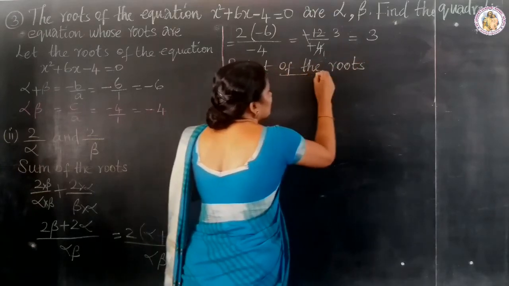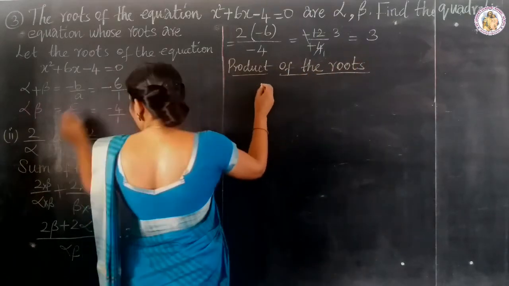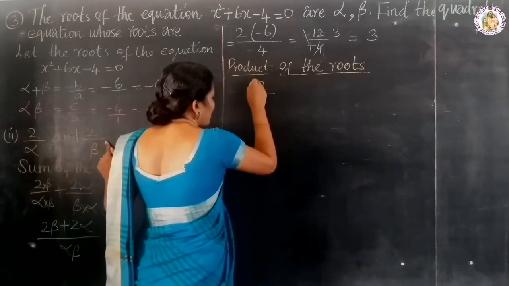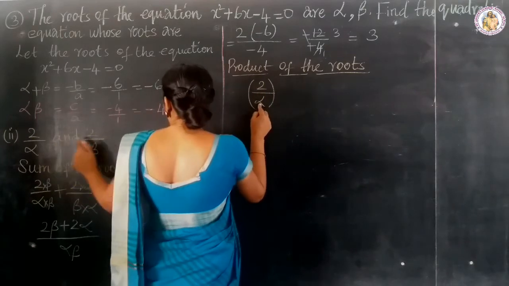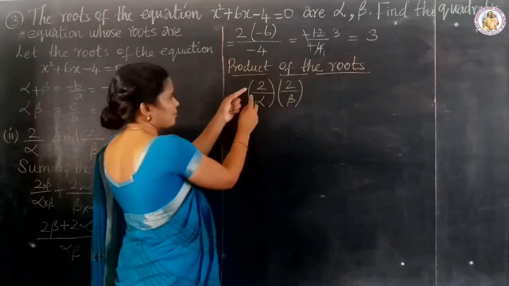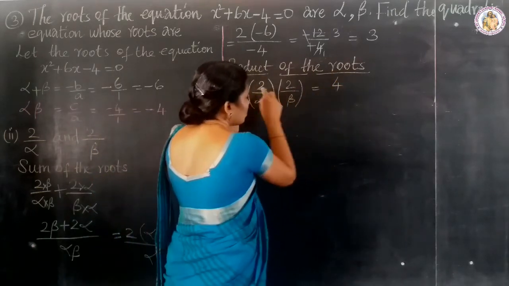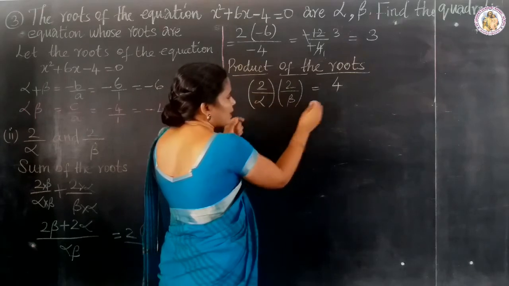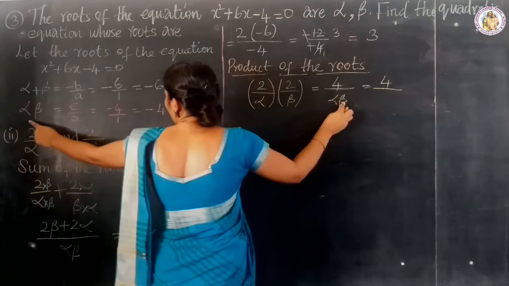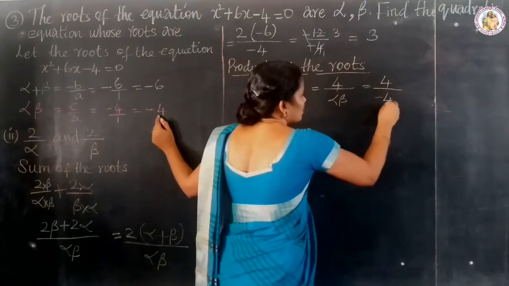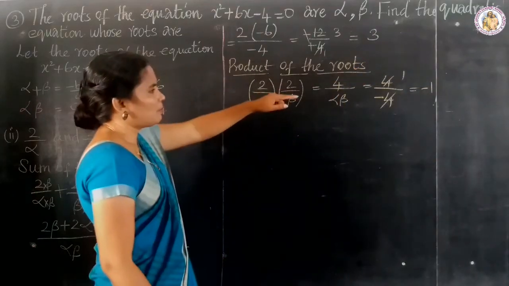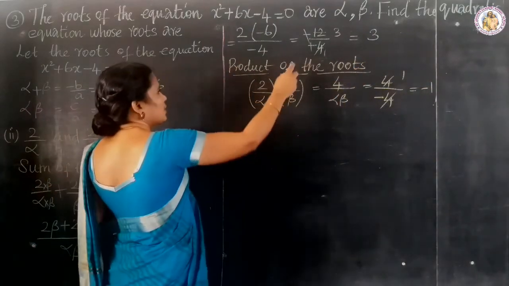Product of the roots is 2 by alpha and 2 by beta. So multiply 2 alpha and 2 beta. Now if you multiply 2 into 2, it is 4, and alpha into beta, alpha beta. Now substitute the value for alpha beta we got, minus 4, which is equal to minus 1. So product of the roots is equal to minus 1 and sum of the roots is equal to 3.